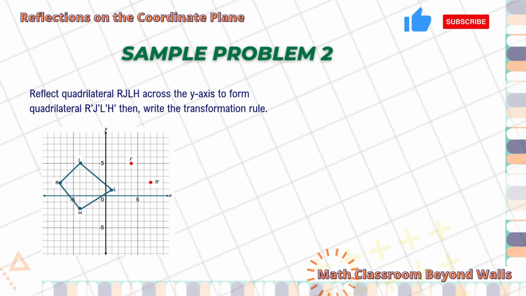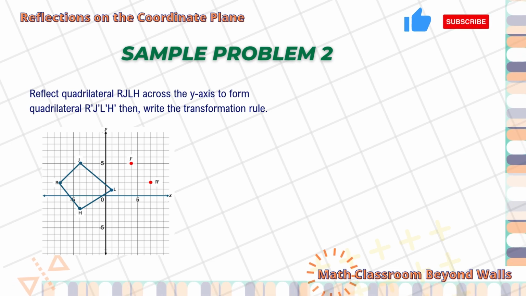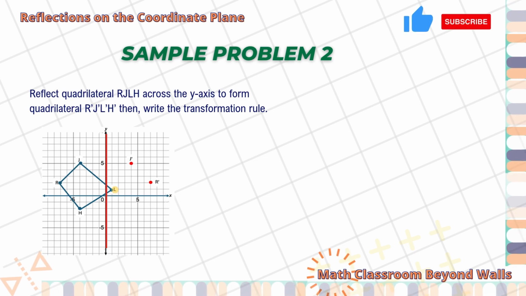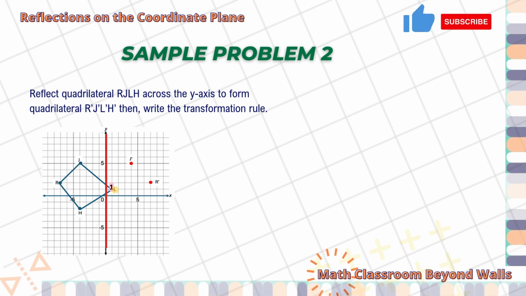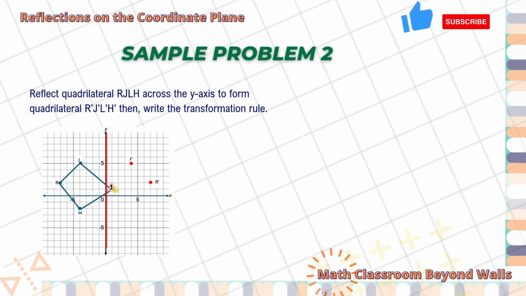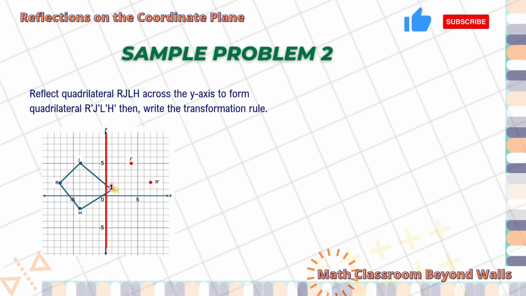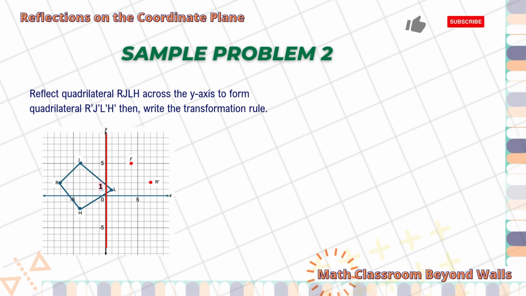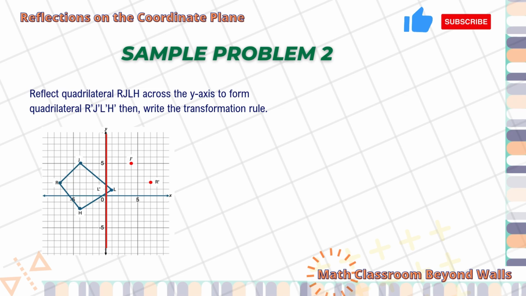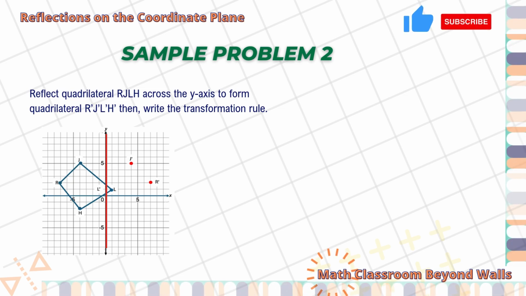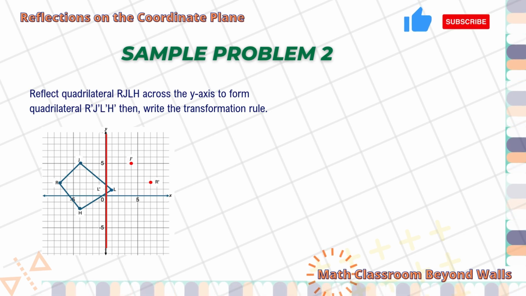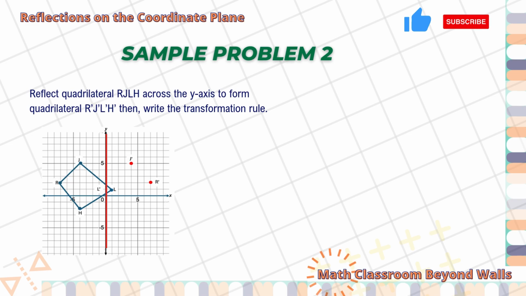Next, we locate L'. The same thing. Count how far L is from the line of reflection. Count 1. Now, we count 1 unit from the line of reflection towards the opposite direction. Then, plot and label point L'. Take note that L', the image, is on the left of the line of reflection. This is because the preimage is located on the right of the line of reflection.